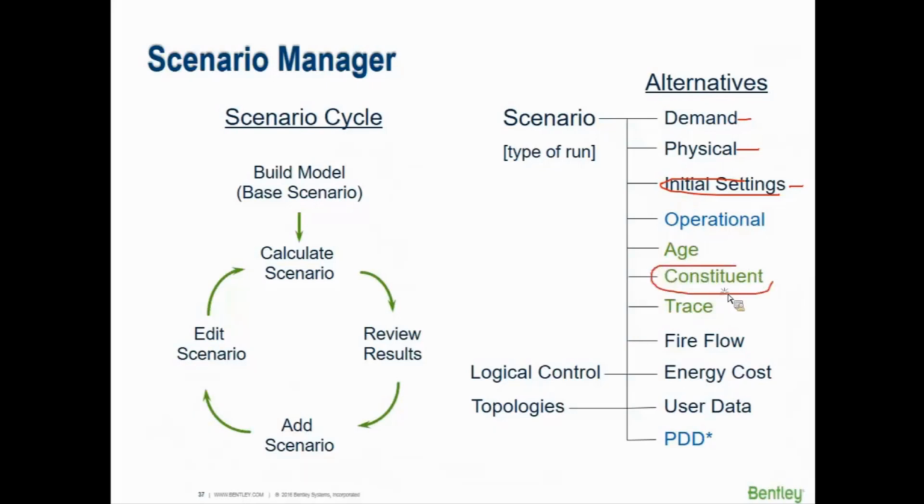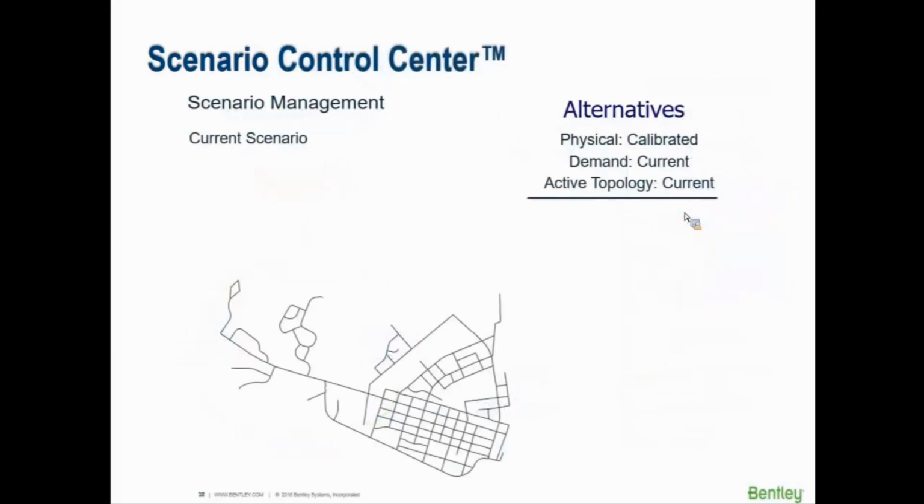Maybe for water quality, you wanted to run a scenario with a chlorine decay rate of one value, and then run it again with a chlorine decay rate of another value. So you would use a constituent alternative there. And maybe you're looking at changing the pump operation to see which one's going to use the least amount of energy. You would set up different alternatives for operational alternatives and have scenarios that would use each of those. So scenarios are what if, alternatives help you build that what if and make it happen.